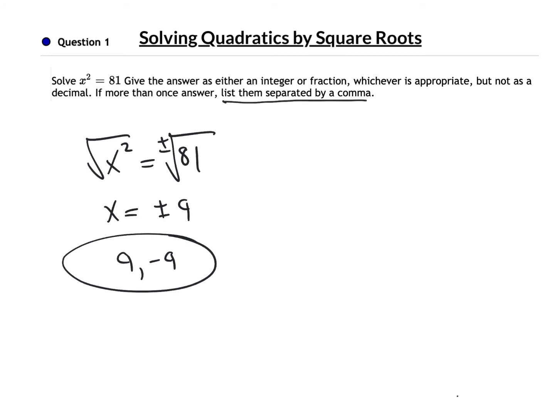Be aware, this is not an ordered pair. Do not put parentheses around it. If you do that, it's an x and a y. This is actually an x and an x, not an ordered pair.